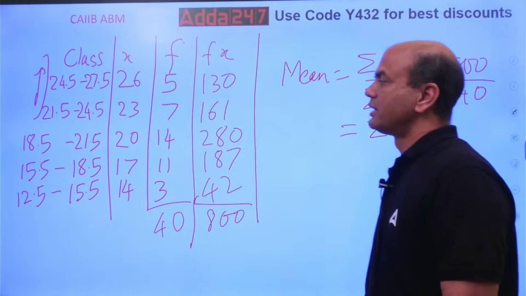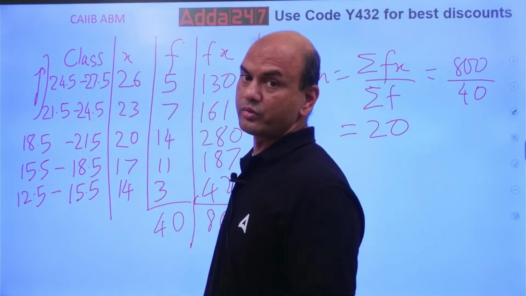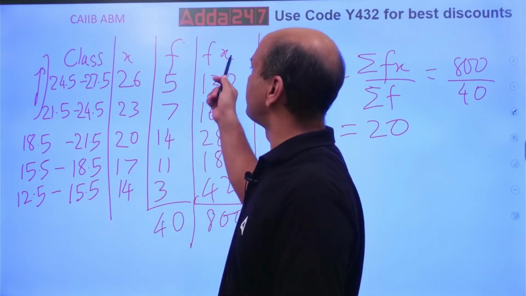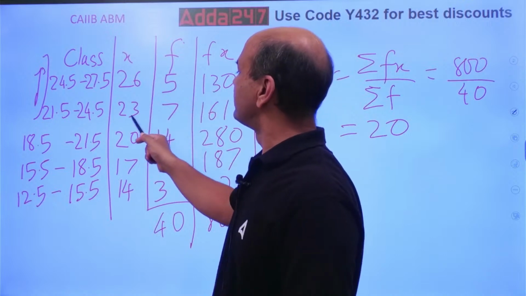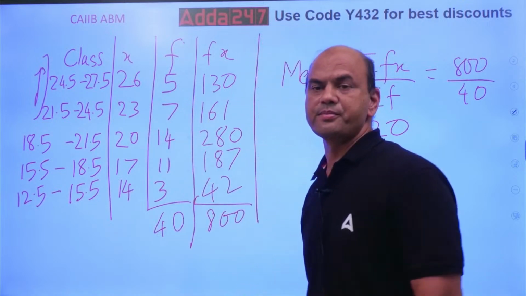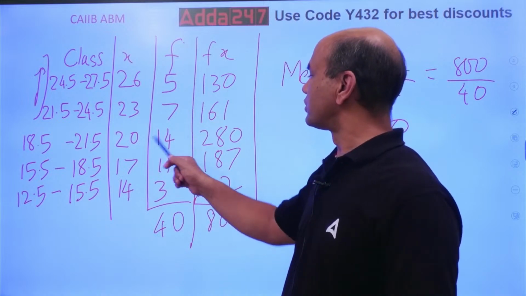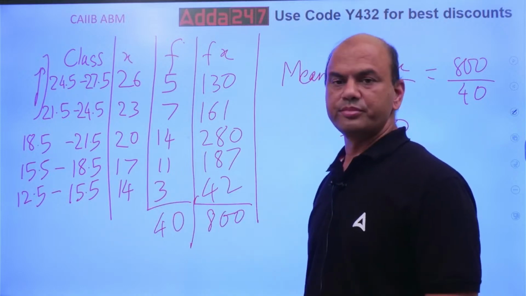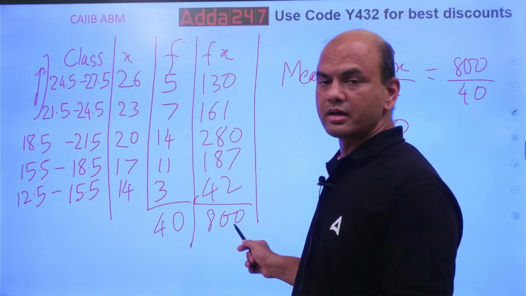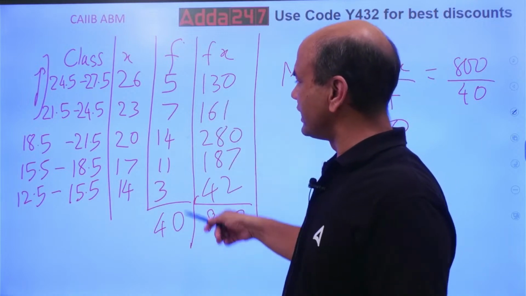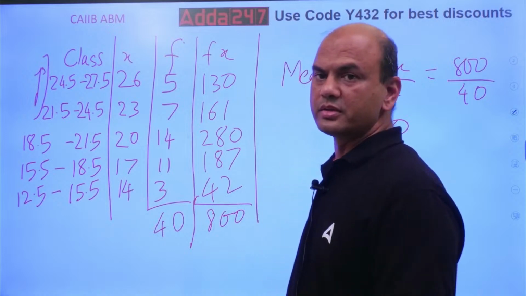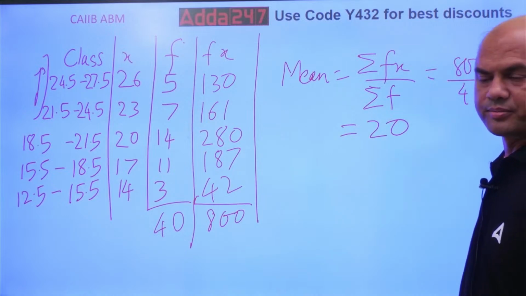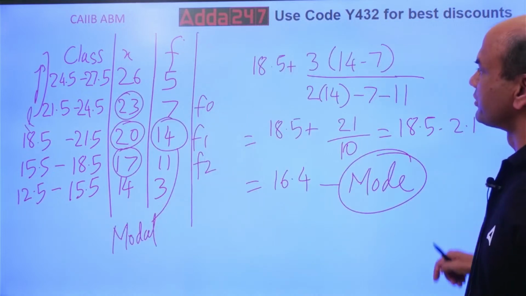Mean. Take this table, class, x and f. You want fx. What is the formula for mean? Summation fx upon summation f. So fx: 26 into 5, 130. 23 into 7, 161. 14 into 2, 280. 17 into 11, 187. 14 into 3, 42. Add, summation fx, 800. Summation f, add this, 40. Okay. So mean is what? Summation fx upon summation f. 800 upon 40, 20.